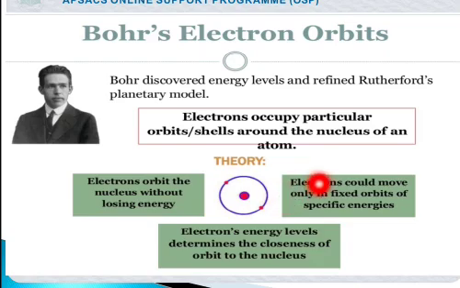So it means that if the orbits are closer to the nucleus, they have lower energy, and if the orbits are far away from the nucleus, they have higher energy. So depending on the size of the atom, the smaller the size of the orbit, the smaller the energy they have. The larger the size of the orbit, the greater the energy they will have. I think you will be getting my point.